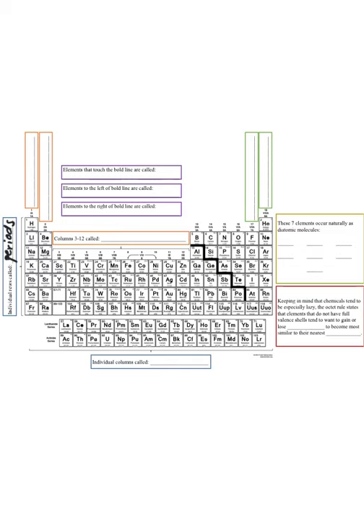Secondly, elements are arranged in columns. There are 18 total columns whose numbers are given at the tops of each respective column in turn from 1 on the left to 18 on the right. We call these columns groups, or sometimes we'll see them referred to as families.